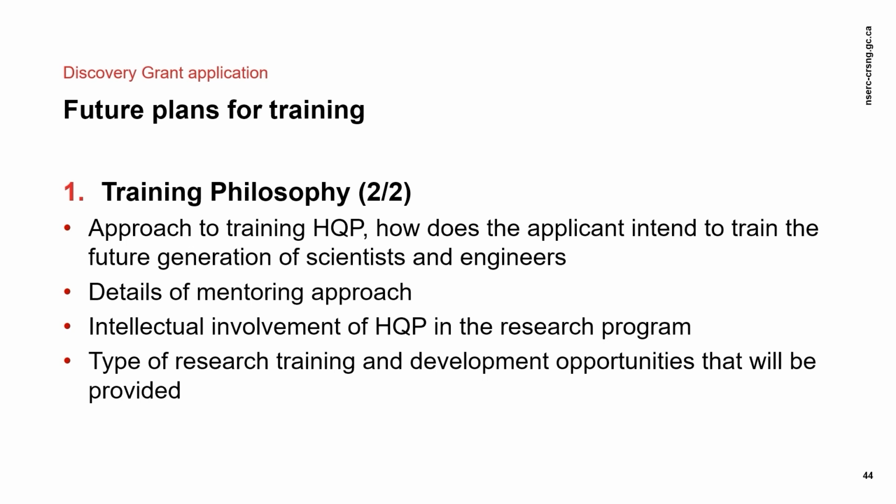HQP involvement in your research program, and any research training and development opportunities you will be providing. Examples could include quality and extent of interactions with collaborators, involvement in interdisciplinary research, interaction with private and public sector, promoting participation of HQP in science outreach activities and professional development workshops, enhancing the communication skills of the HQP, and creating role models for future cohorts of science and engineering students.